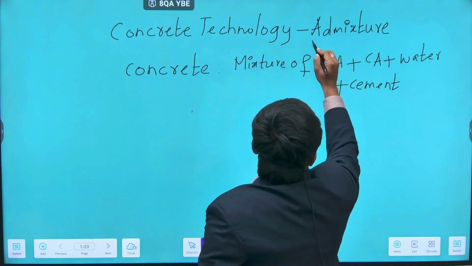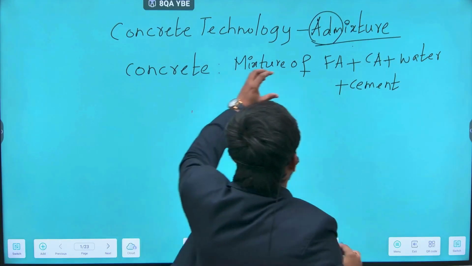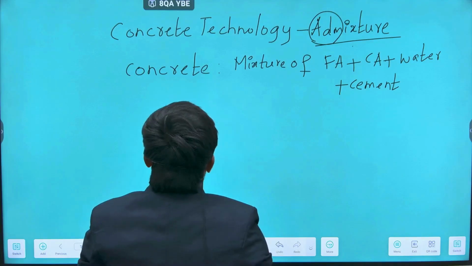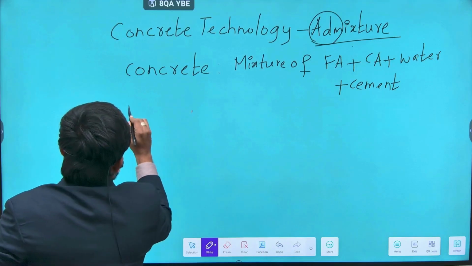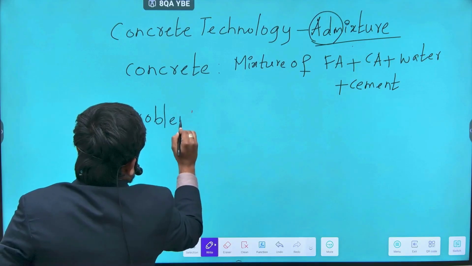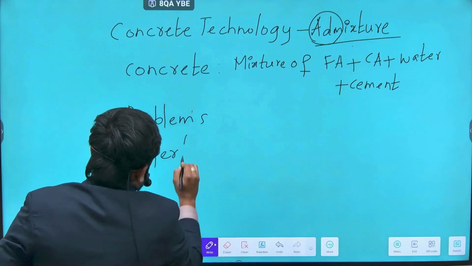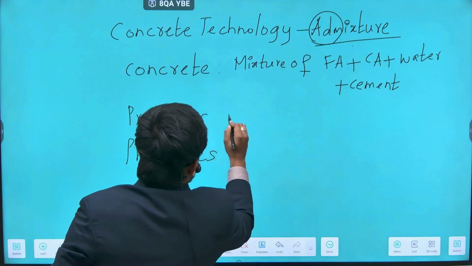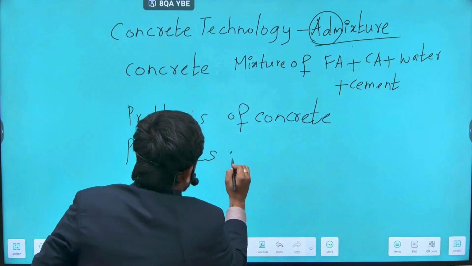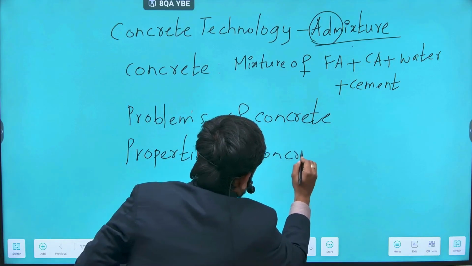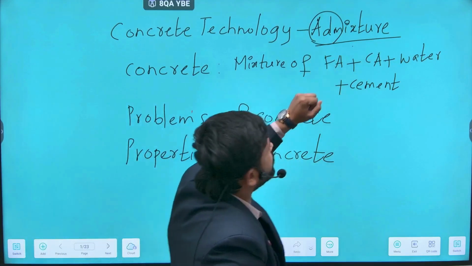So what is the concept of admixture? Why we need to add something to this mixture? Are we facing any problems? Yes. So we need to list out the problems first, and we need to know the properties of concrete. Then we can know the importance of the admixture.